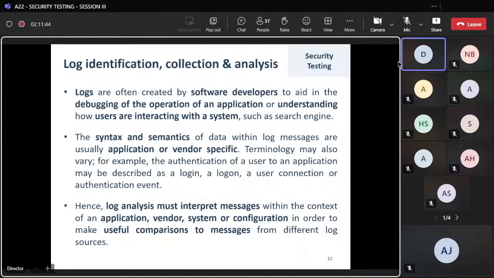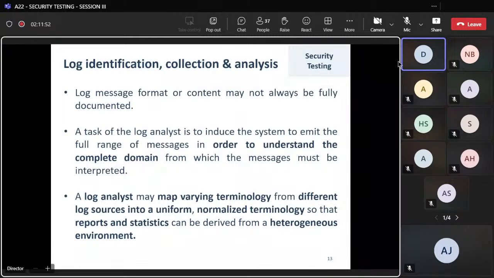And the log message format may not always be fully documented. They'll be getting different types of formats. So it's very important for the log analyst to understand the complete domain where the messages are being interpreted, because they need to know about the various different sources from which they collect the messages, and it has to be normalized.